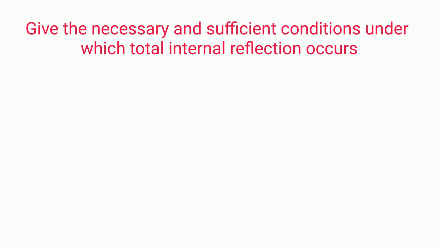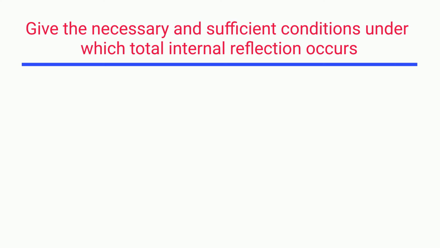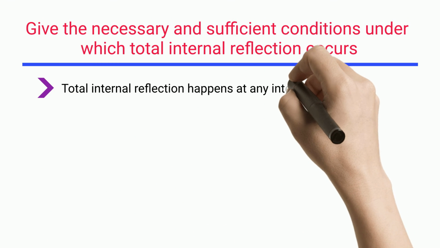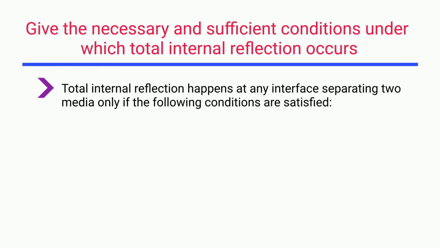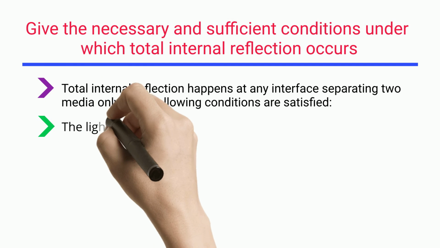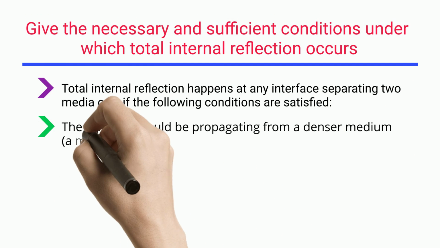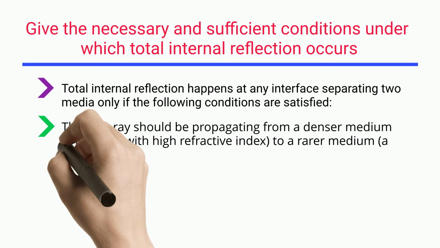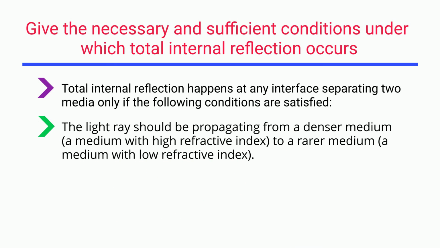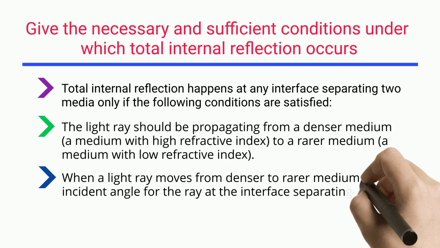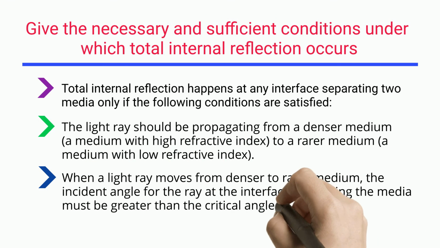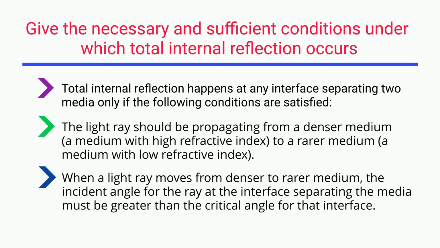Give the necessary and sufficient conditions under which total internal reflection occurs. Total internal reflection happens at any interface separating two media only if the following conditions are satisfied. The light ray should be propagating from a denser medium, a medium with high refractive index, to a rarer medium, a medium with low refractive index. When a light ray moves from denser to rarer medium, the incident angle for the ray at the interface separating the media must be greater than the critical angle for that interface.